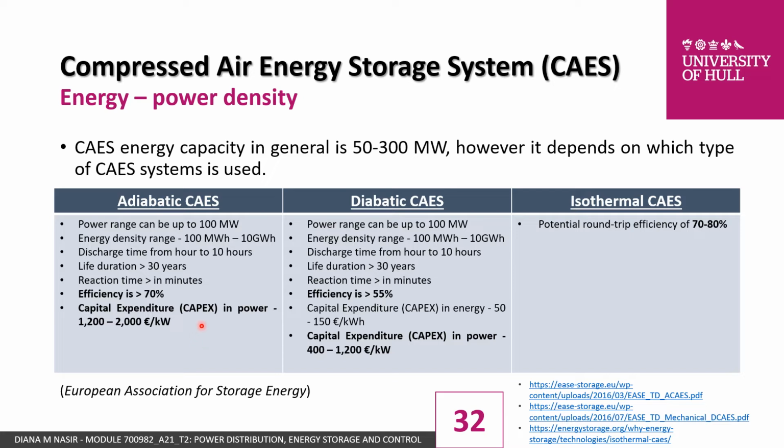Yes, the capital expenditure in power is quite high, between 1,200 to 2,000 per kilowatt. For the diabatic CAS, it's almost the same as the adiabatic CAS, where the power capacity can be up to 100 megawatts. The energy density is the same, ranging between 100 megawatt hours to 10 gigawatt hours. The discharge time is almost the same, from hours to 10 hours. The life duration is more than 30 years. The reaction time is in minutes. However, the efficiency of this system is 55%. The capital expenditure in the energy is about 50 to 150 per kilowatt hour, while the capital expenditure in power is between 400 to 1,200 per kilowatt.